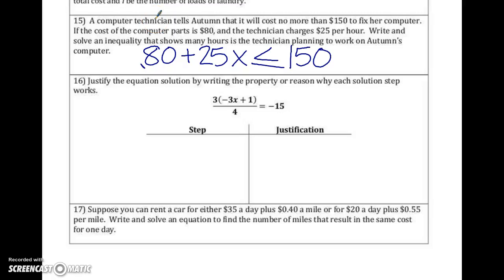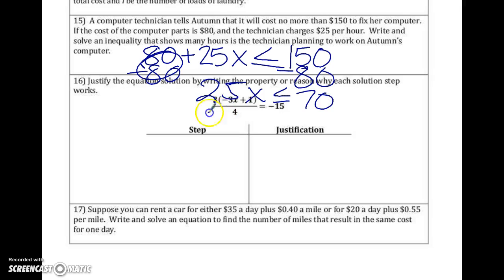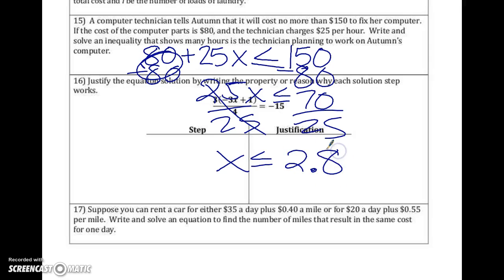Alright, we're going to finish solving number 15. Just like you would with a regular equal sign, subtract the 80. You get, what is it, 70? So 25x is less than or equal to 70. Divide by 25 on both sides. x is less than or equal to 2.8.